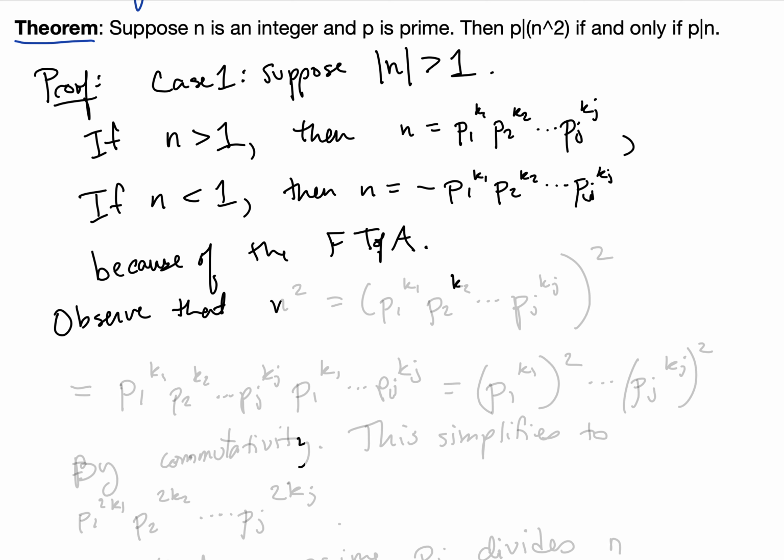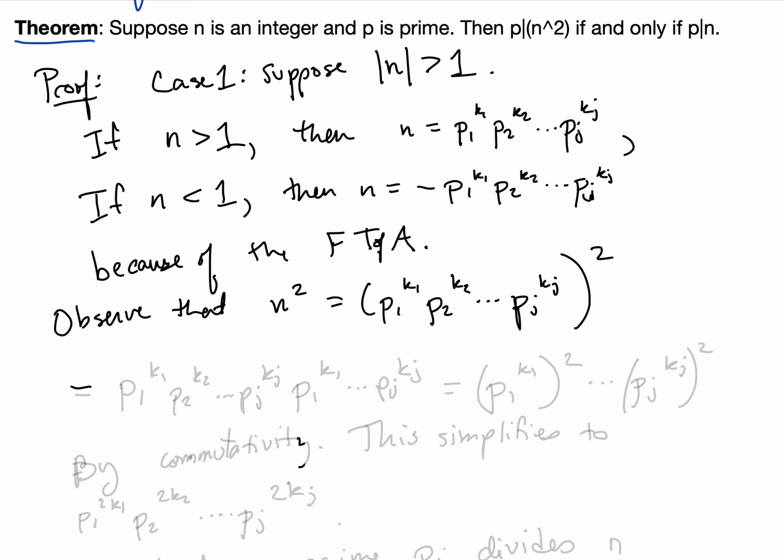So let's observe that n squared then is, well, p1 to the k1 times p2 to the k2 ... pj to the kj, squared. If n was a negative value, then it's negative that squared, but the negative would disappear. So n squared is just equal to this.